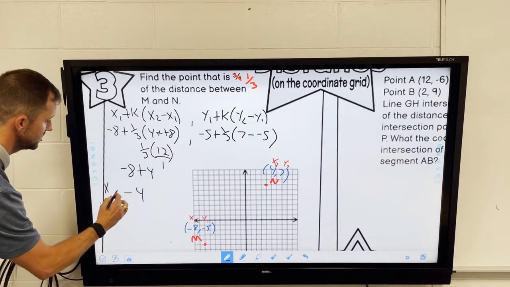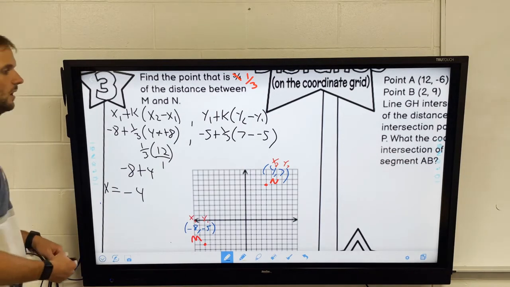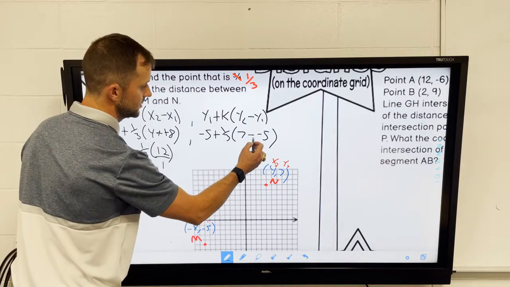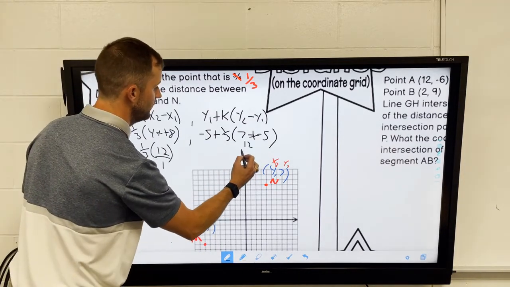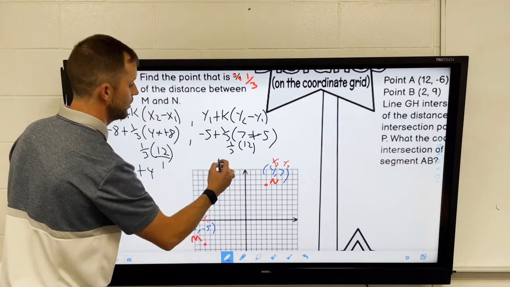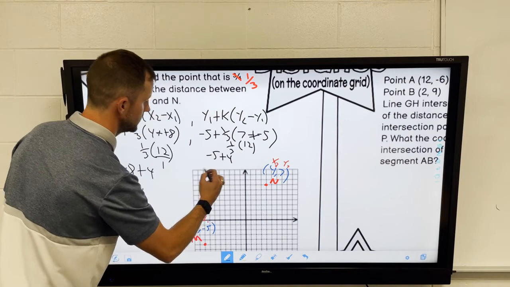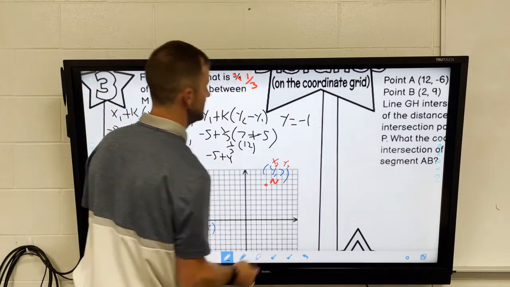So right here, ladies and gentlemen, that's my x coordinate. So now I'm going to solve for my y coordinate here. So double negative here is going to turn to plus. 7 plus 5 is going to end up giving me 12. Okay, I got to take 1/3 of 12. So 1/3 of 12 is 4. So negative 5 plus 4 is going to end up giving me negative 1. So your y coordinate is negative 1.